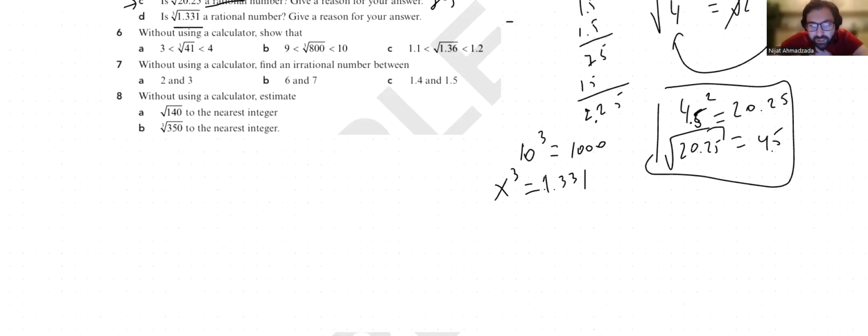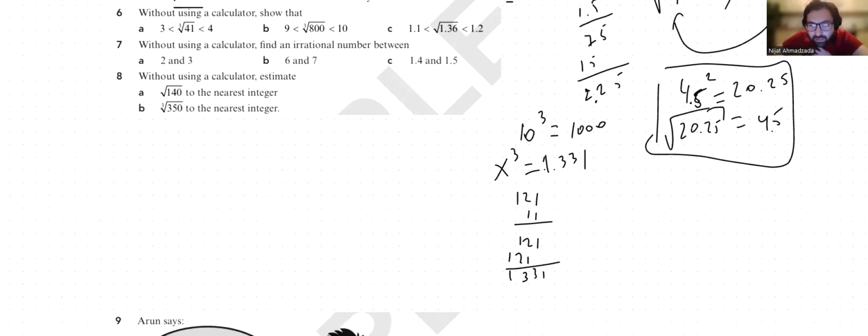So 11 squared is 121. Multiply it by 11 again. So 121 times 11 gives you 1,331. And since we got 1.331, that means that 1.1 cubed should be what? 1.1 times 1.1 times 1.1.